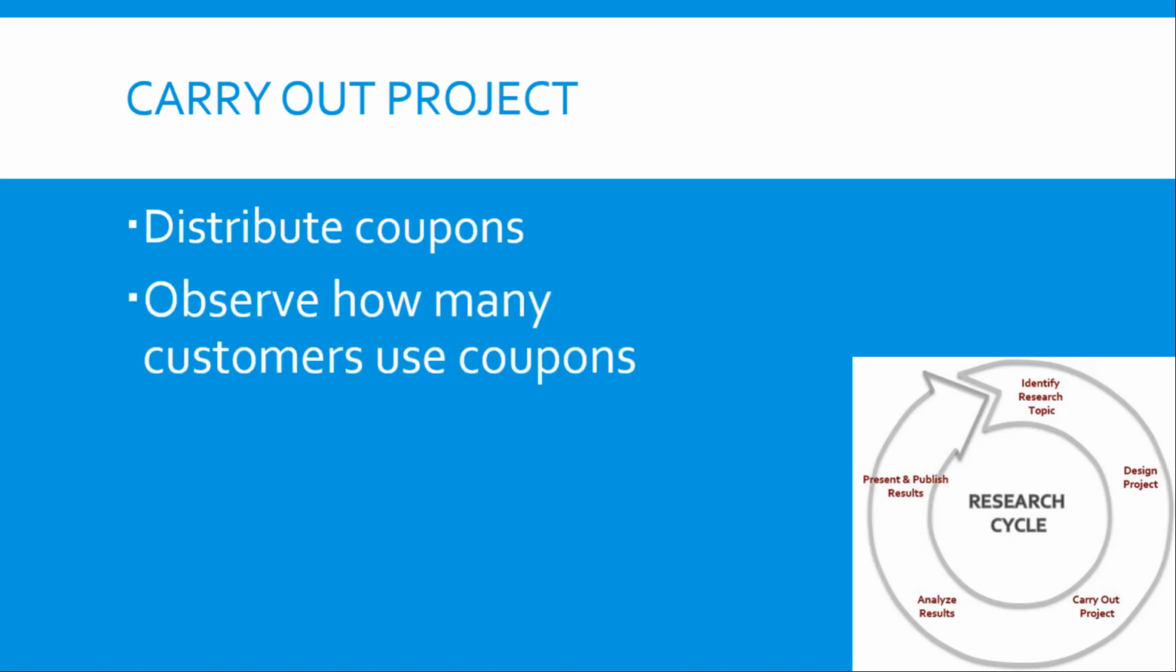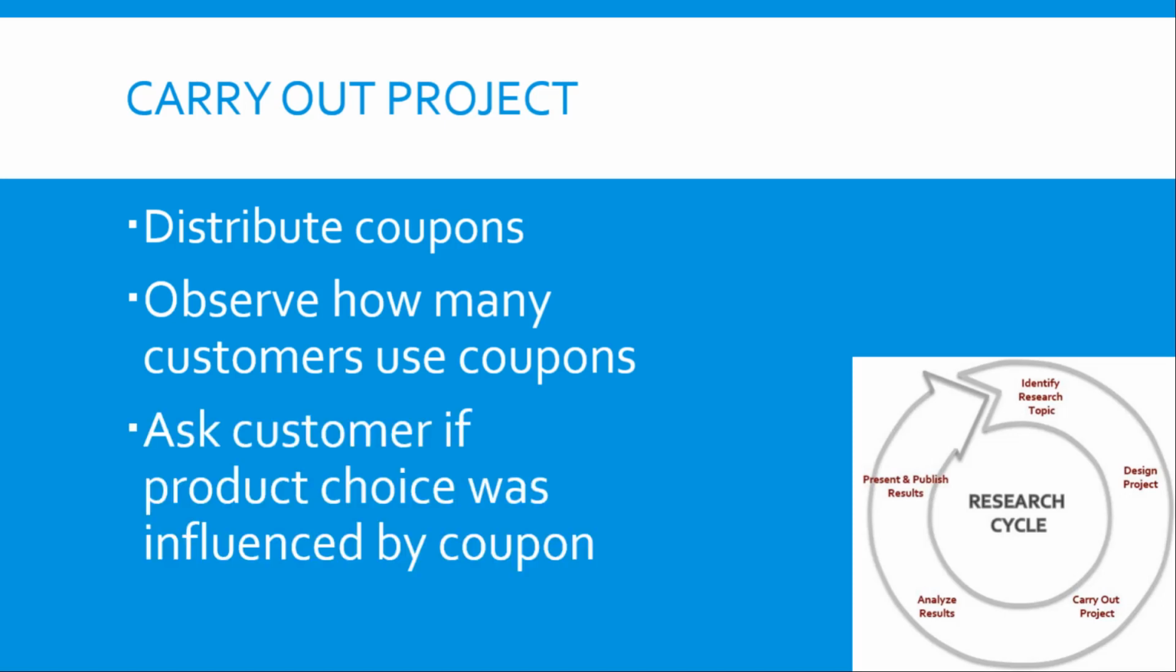So then you carry out your project. This is the execution part. Now you go out and distribute the coupons, then observe how many customers use the coupons, and ask the customers if their product choice was influenced by the coupon. First off, did the customer come specifically because they had a coupon, or were they coming anyway and used the coupon to narrow down their choices?